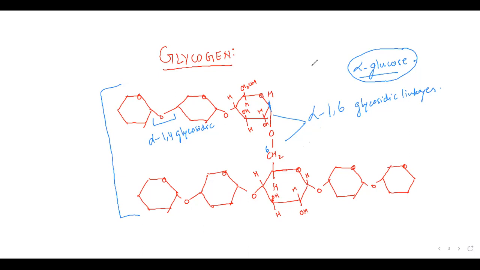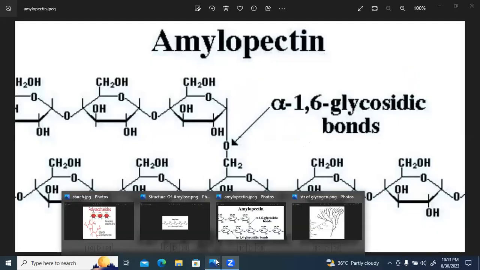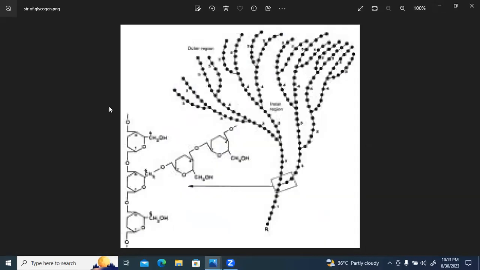The only difference here is that you can see this is a linear chain, with alpha 1,4 linkages. This is another chain that is branched out from the main chain, which is joined by alpha 1,6 linkages. Now, if we see it on a bigger level, this is an entire diagram of glycogen.